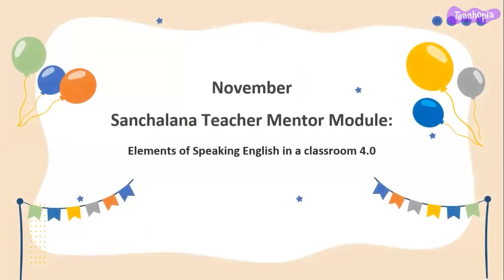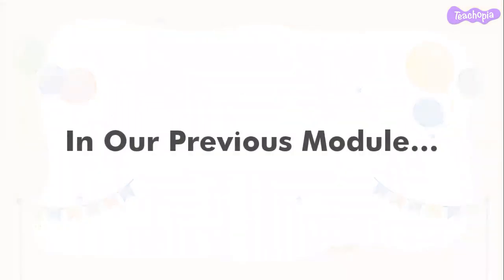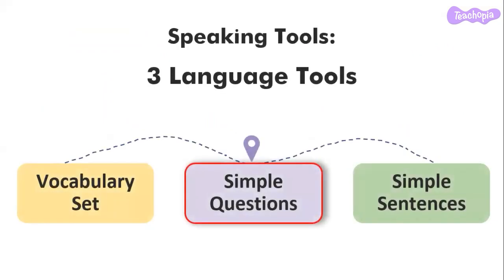So today we will be talking about elements of speaking English in classroom, that is 4.0. In our previous module, that is in our previous month, we had focused more on simple questions out of three language tools that we are all familiar with, that is vocabulary set, simple questions, and simple sentences.